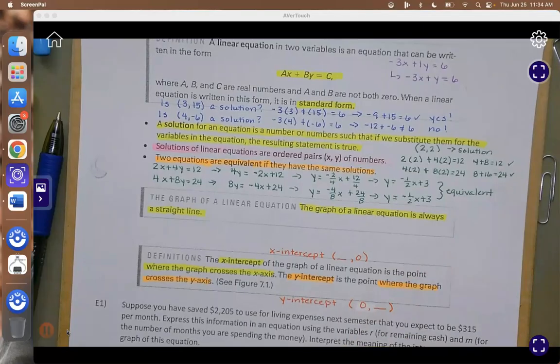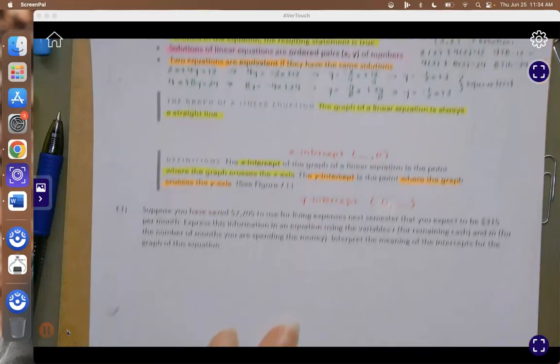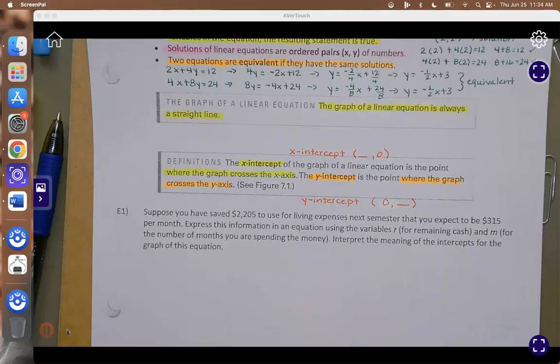Okay. All right, let's look at an example. Suppose you have saved $2,205 to use for living expenses next semester, and that you expect to spend $315 per month. Express this information in an equation using the variables R for remaining cash and M for the number of months you're spending the money. Interpret the meaning of the intercepts for the graph of this equation.